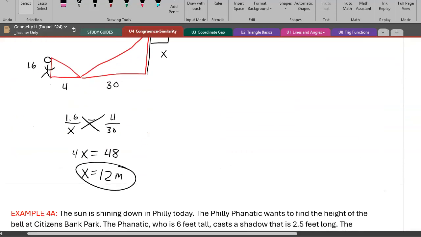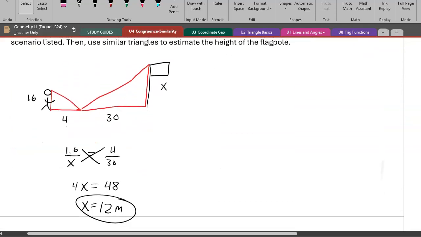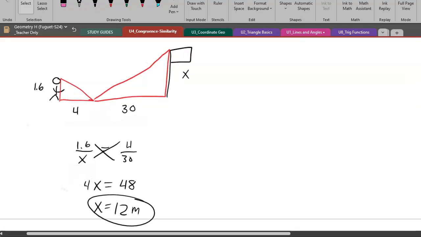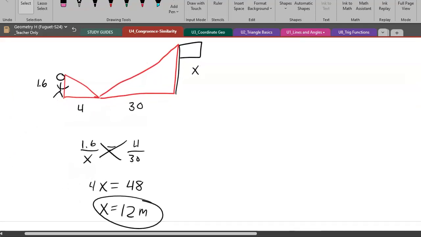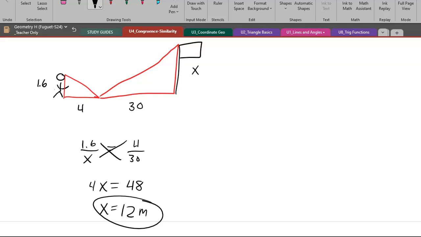All right, here is example 3B. So we have a flag that we were trying to use the mirror tool for. So we have measurements of 30 from the flag to the mirror. The person in the mirror is 4, and the height of the person is 1.6. Once you have the drawing properly made and labeled, the proportion now is just setting up those corresponding ratios. And there it is. We got an answer of 12 meters.